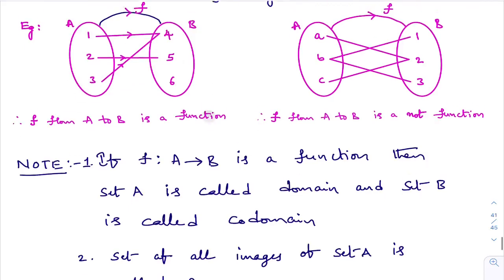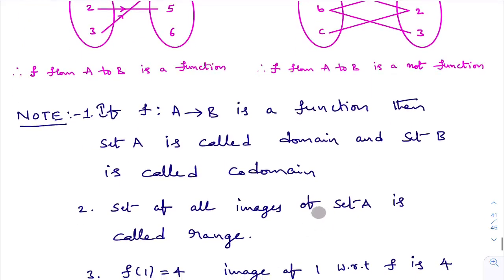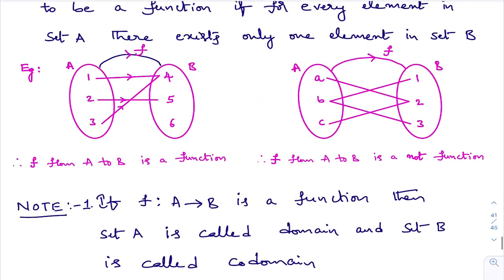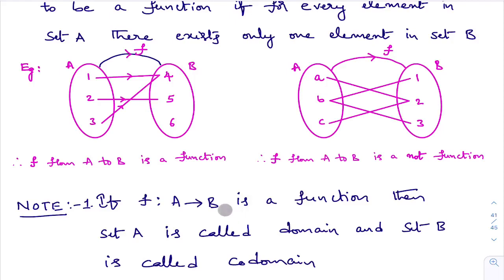What is range? Set of all images of set A is called range. Here, images. In first PUC we learn what is image, pre-image. I'll quickly explain here. You see here, image of 1 is what? Image of 1 is 4. How do we write it? f of 1 equal to 4. f of 1 equal to 4 means image of 1 with respect to function f is 4.